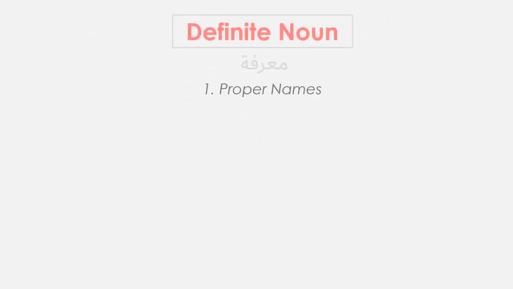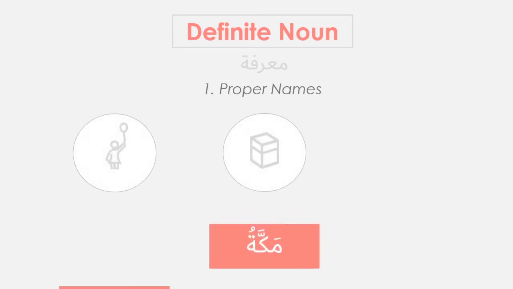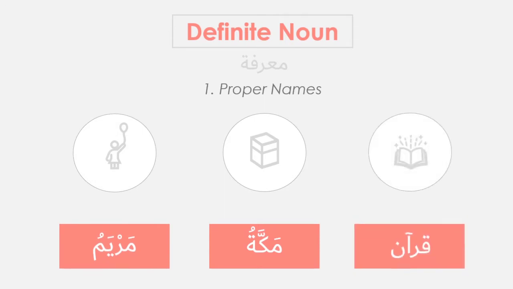Moving on to categories, the first one is proper names of place, person, thing, etc. Such as Makkatu as name of a specific place, Maryamu, which is name of a specific girl, and Qur'anu representing name of a specific book.